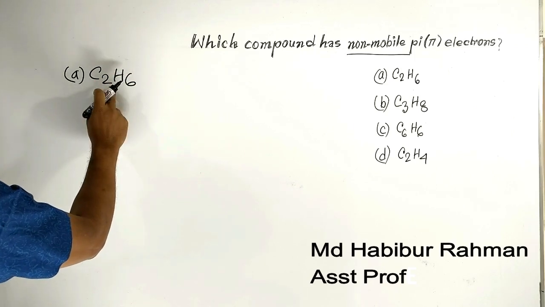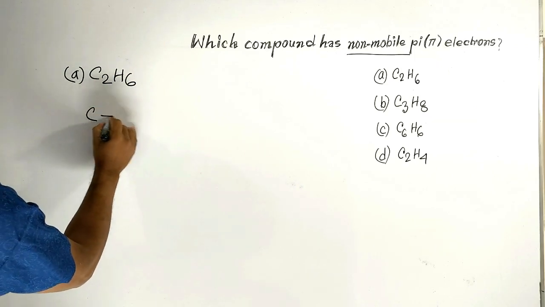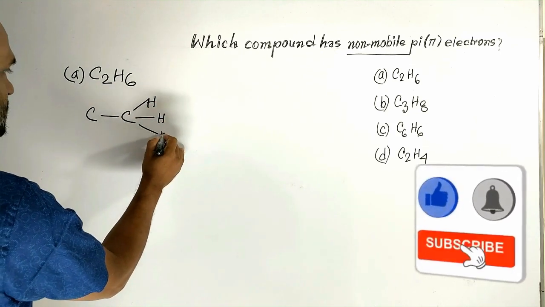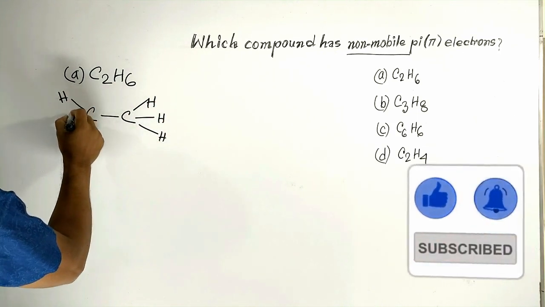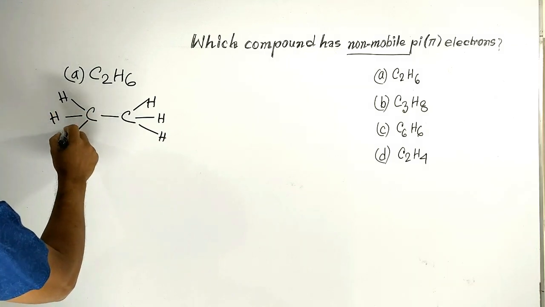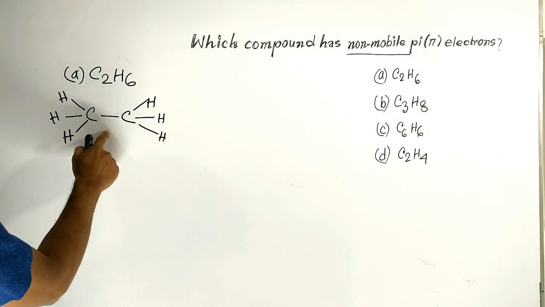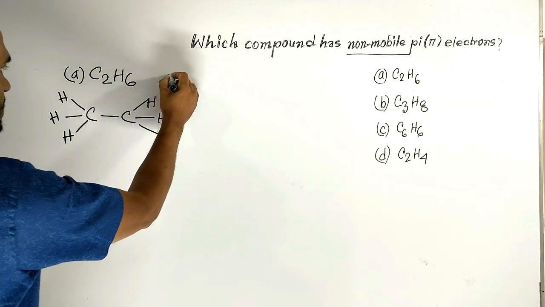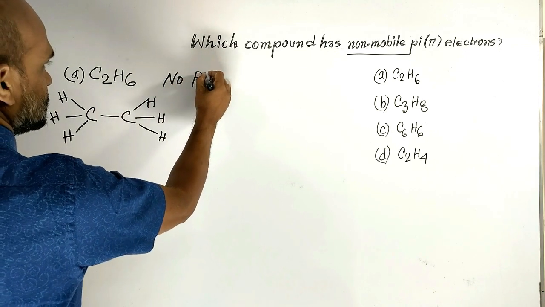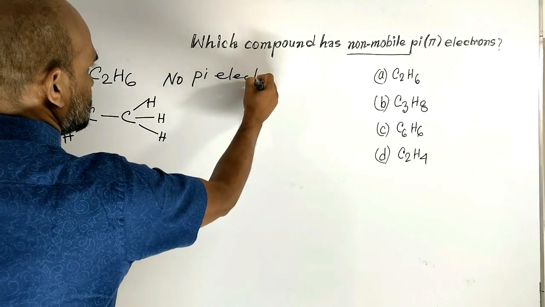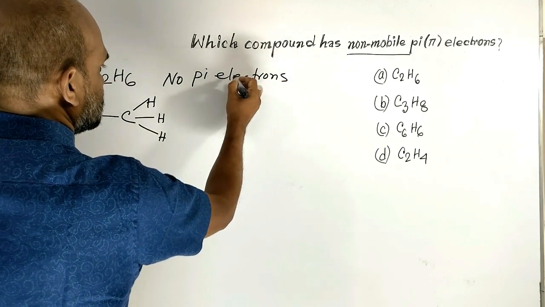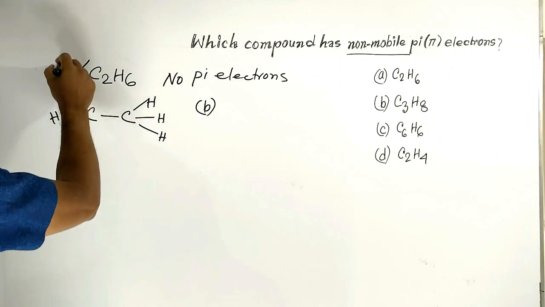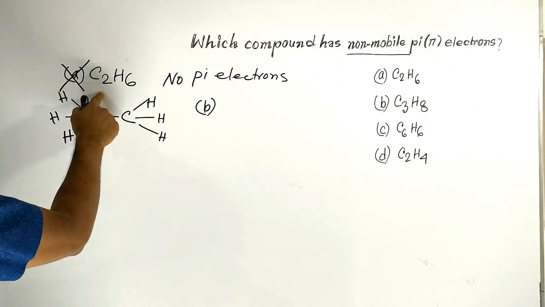C2H6. This is ethane. Ethane is a compound. It has no pi electrons. So A has no pi electrons.